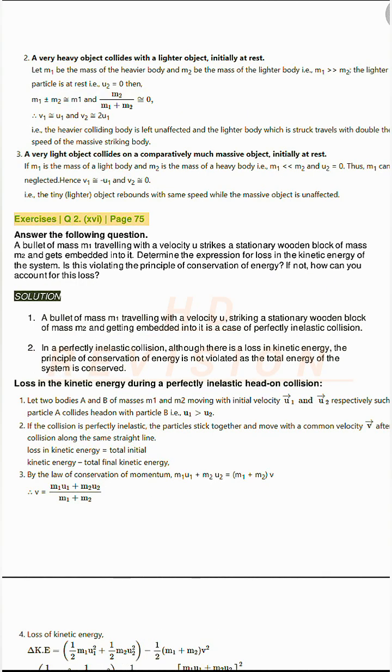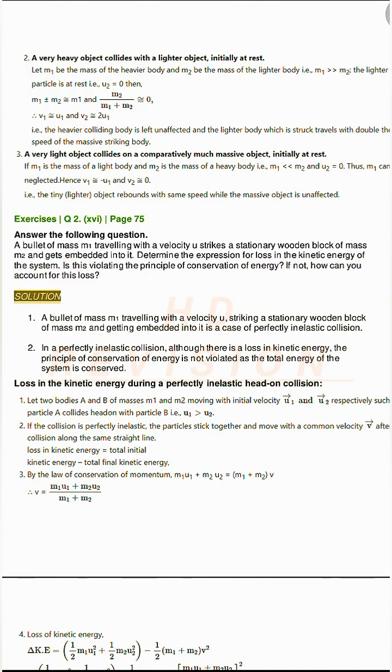Exercises Q2. XVI, page 75. Answer the following question. A bullet of mass m1 traveling with a velocity u strikes a stationary wooden block of mass m2 and gets embedded into it. Determine the expression for loss in the kinetic energy of the system. Is this violating the principle of conservation of energy? If not, how can you account for this loss?